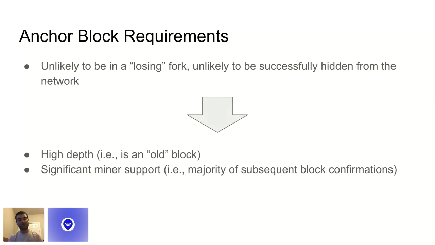So to translate these requirements into more technical terms, what we would say is that we want a block that has very high depth, i.e. it's an old block. So most people in the network will have had a chance to see it. And second, that this block has significant miner support so that during the block's lifetime, however long it was included in the blockchain, a majority of subsequent blocks confirmed the anchor block.